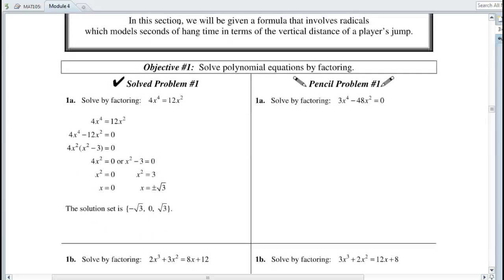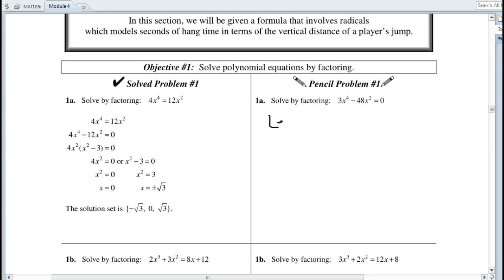This first one, we have something that looks like 3x to the fourth minus 48x squared. I would call this an equation of the quadratic type because we have x squared appearing twice, and the power of the larger term is double that of the smaller one. We could do it just by directly factoring, but I'd like to make a variable substitution just to make it more clear.